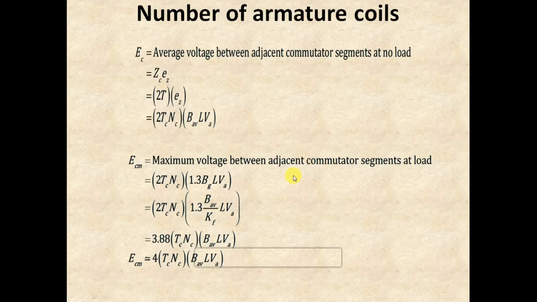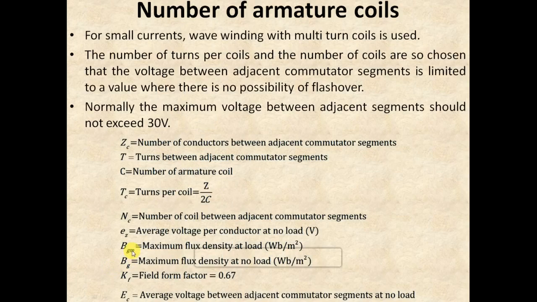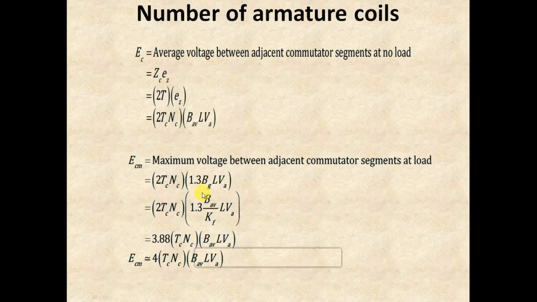But in actual practice what we require is the maximum voltage between adjacent commutator segments under loaded condition. So under loaded condition the value of maximum flux density is indicated as BGM, and this BGM is actually 1.3 times the value of maximum flux density under no load condition. That is, BGM is equal to 1.3 times BG. So in this relation, instead of BGM we can make the substitution of 1.3 times BG.